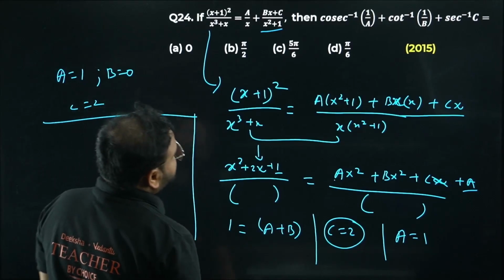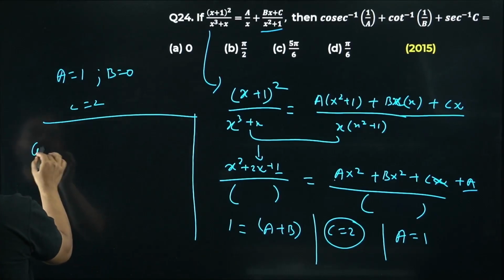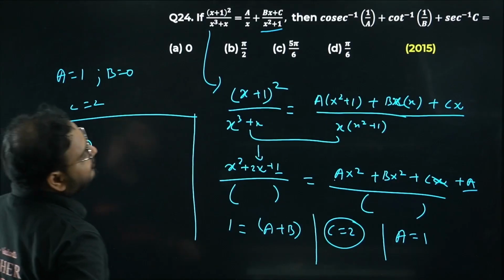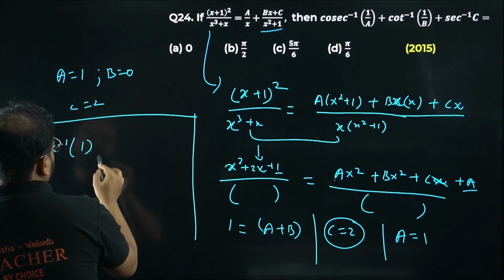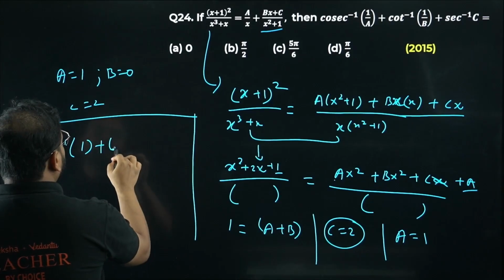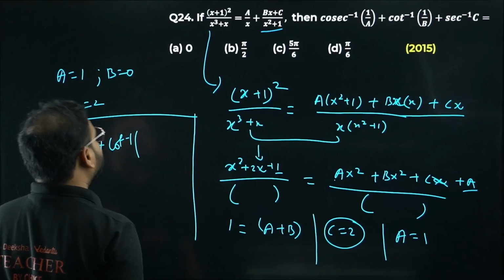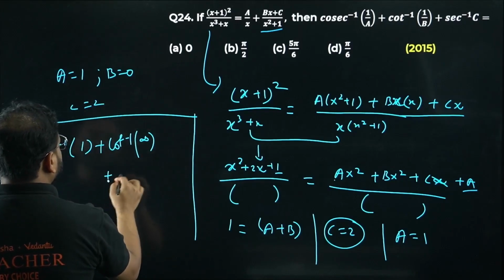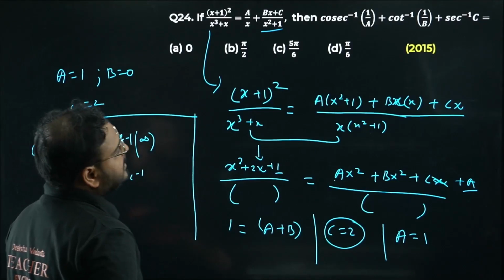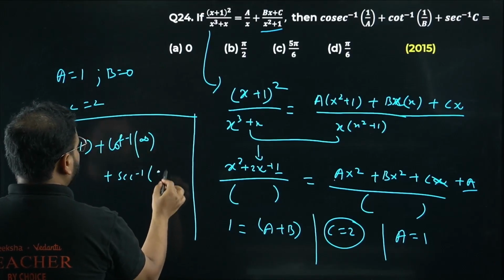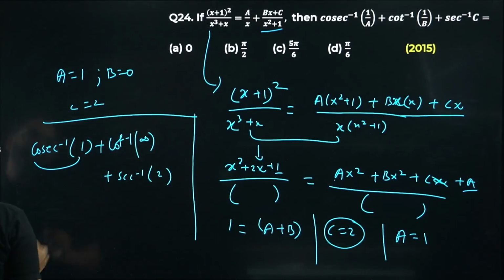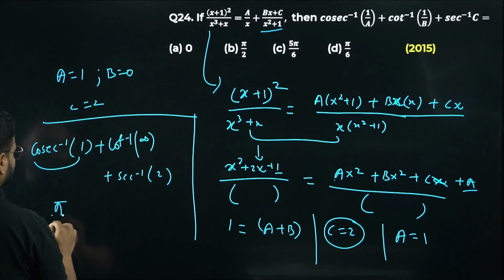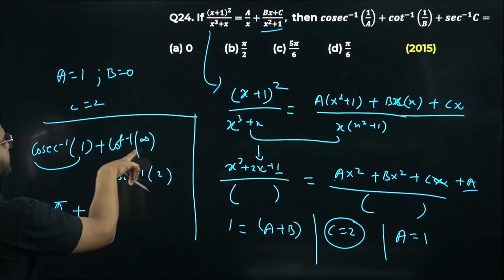Apply in the given condition they are asking. Cosec inverse of 1 by a, so cosec inverse of 1 by 1 means 1 only. I have cot inverse of 1 by b, so plus cot inverse of 1 by 0 means infinity, and sec inverse of c, so plus sec inverse of 2. Check the values now. Cosec inverse of 1: sin pi by 2 is 1, cosec will be again pi by 2, so I get here pi by 2, plus cot inverse of theta.